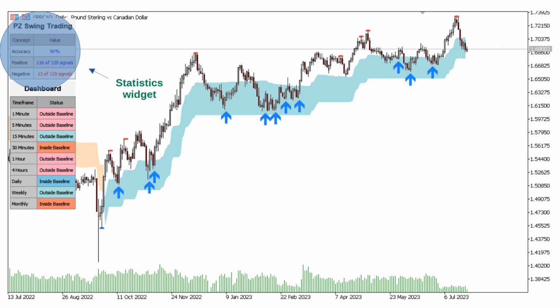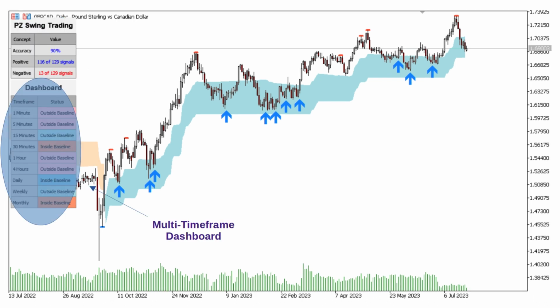But that's not all. This indicator analyzes its own quality and performance, ensuring you're equipped with reliable settings for your trades. Plus, with its multi-timeframe dashboard, you can effortlessly monitor multiple timeframes.